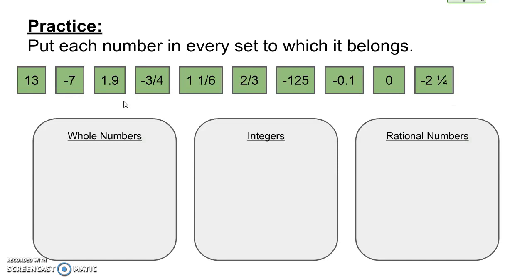Okay, so I want you to hit pause on this video, and I want you to make 3 columns in your notes: whole numbers, integers, and rational numbers. And I want you to see if you can place each of those numbers in the right category. Hit pause and do that real quick, and then hit play to check your answer.